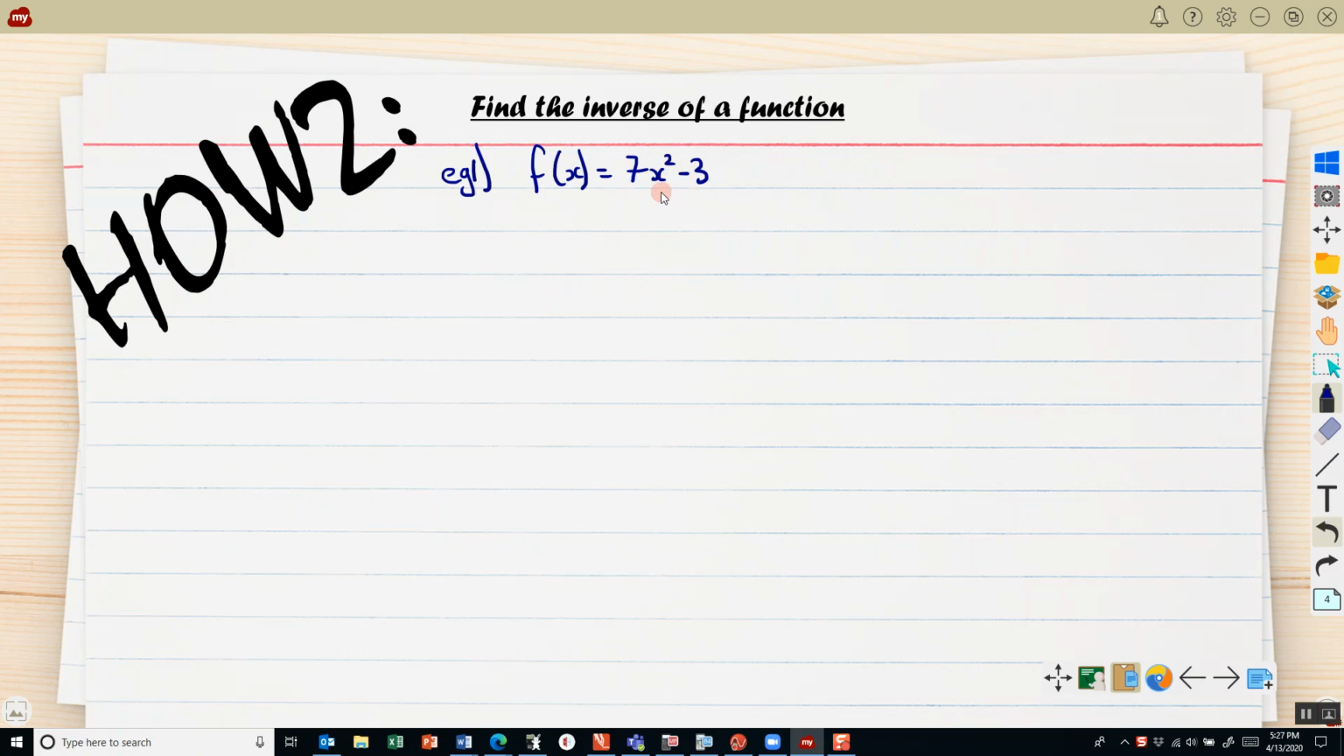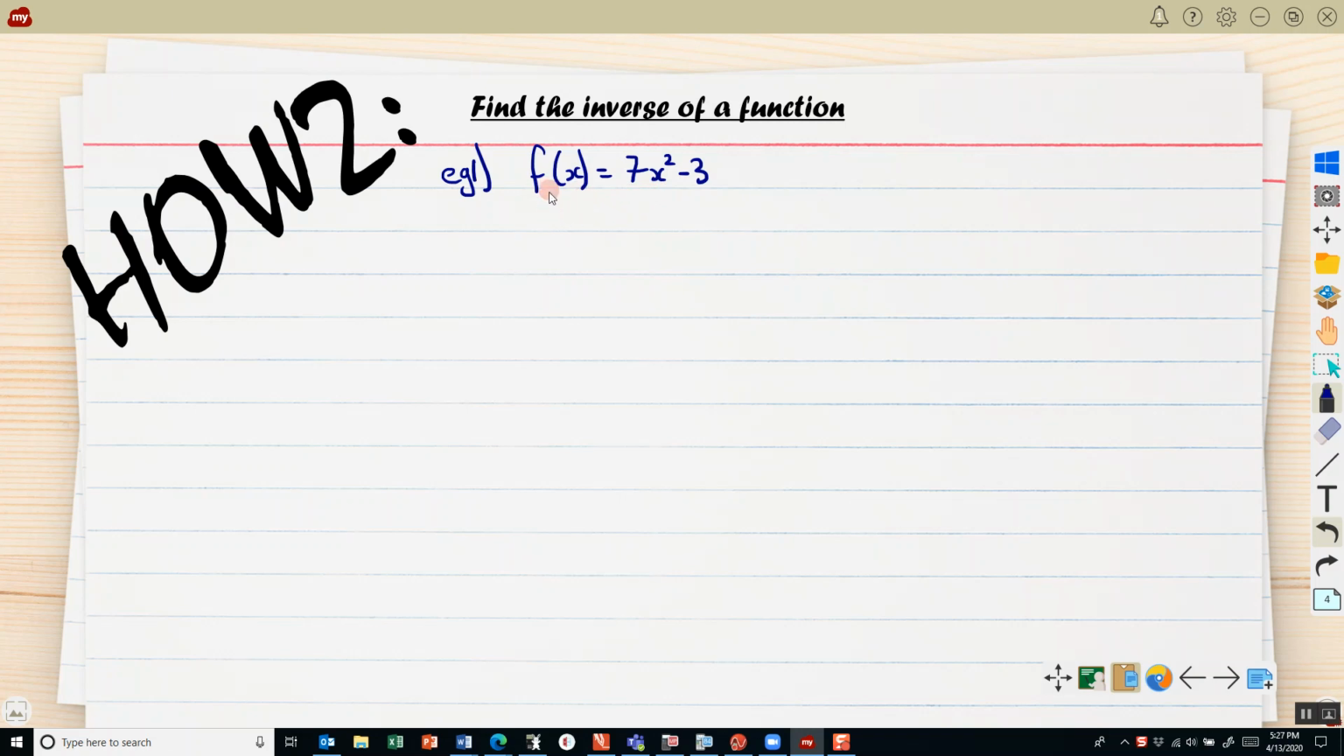Now, I should state that I am not discussing whether the inverse or the function actually exists. That is a separate how-to. All I'm doing is going through the procedure, the method of finding the inverse, okay?